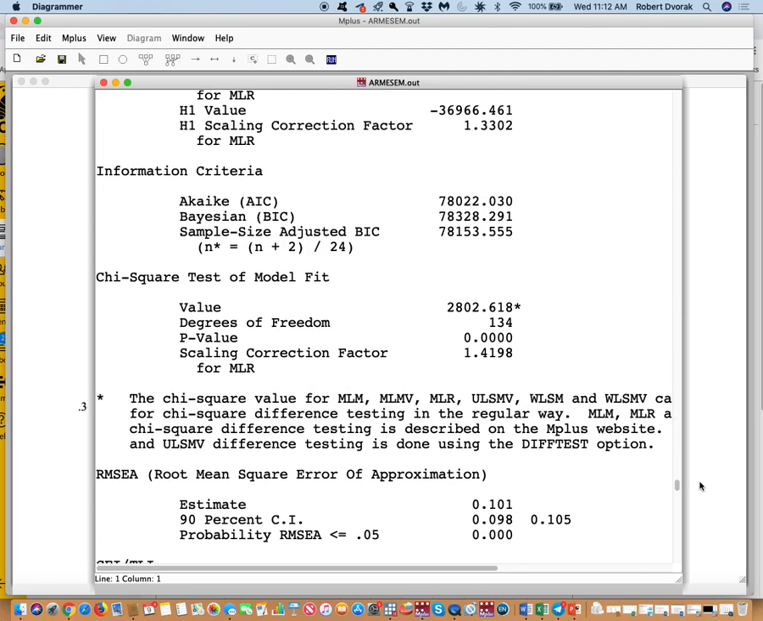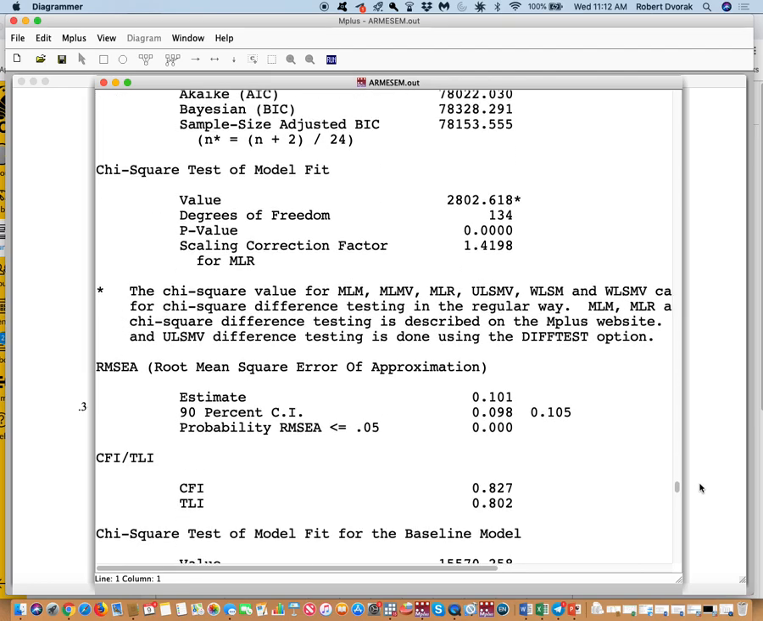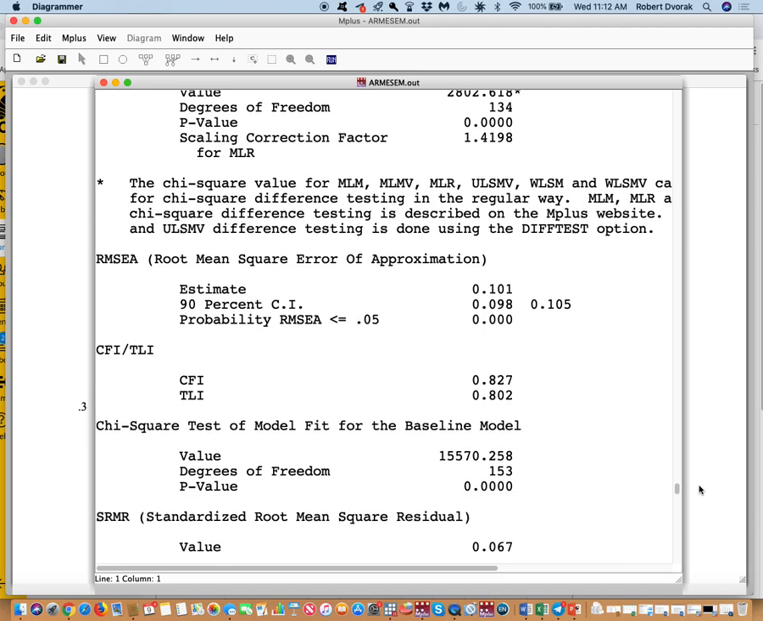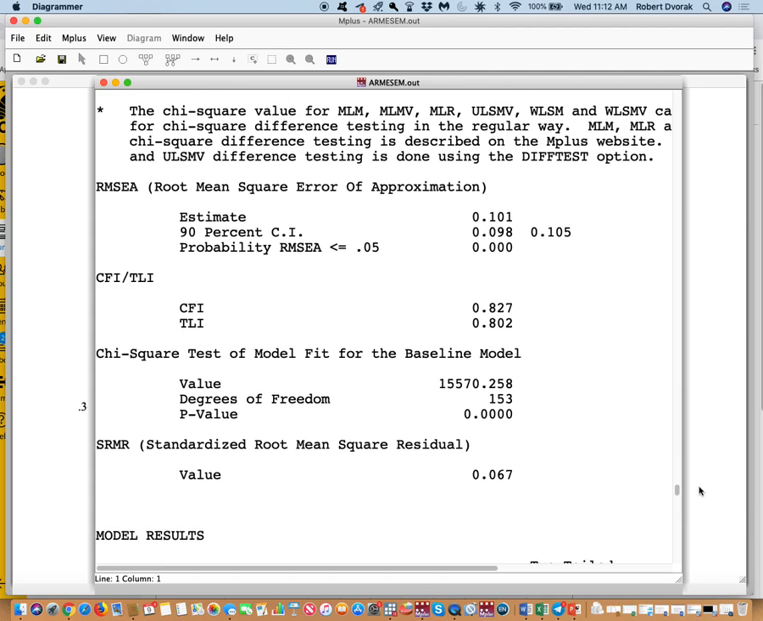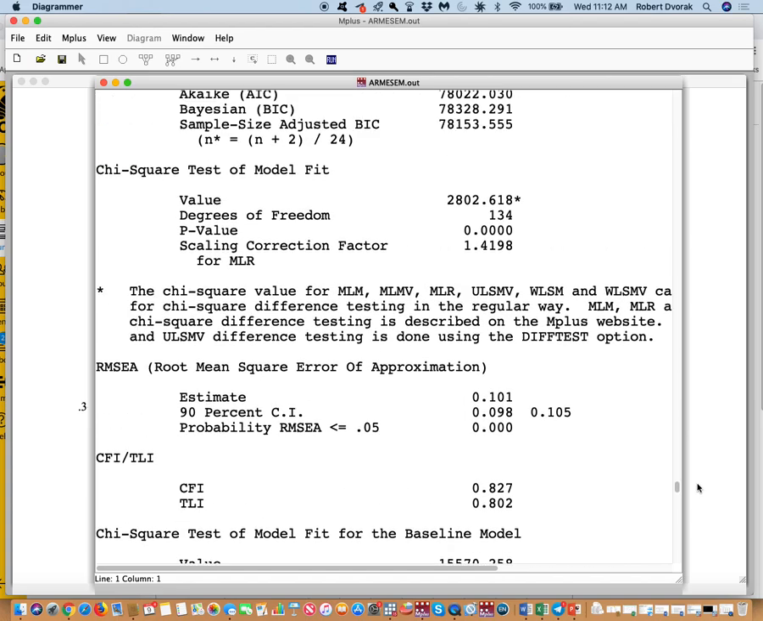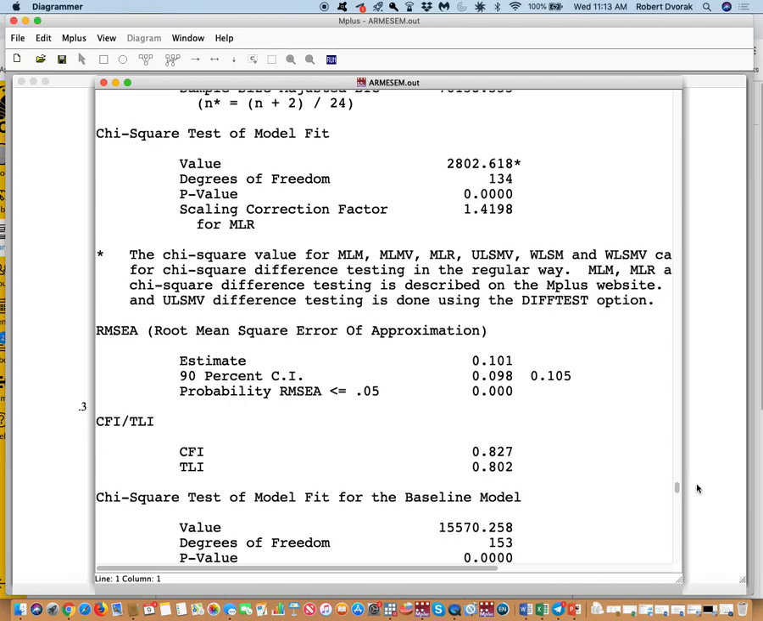2,802. Let's look at our model fit. 134 degrees of freedom. RMSEA is 0.101. Is that good or bad? Bad. CFI? Bad. SRMR? It's 0.07, so it's probably bad. We want at least 0.06 or less, preferably, like I said, below 0.05. 0.03 is better. Anyway, somebody want to write down this chi-square for me?